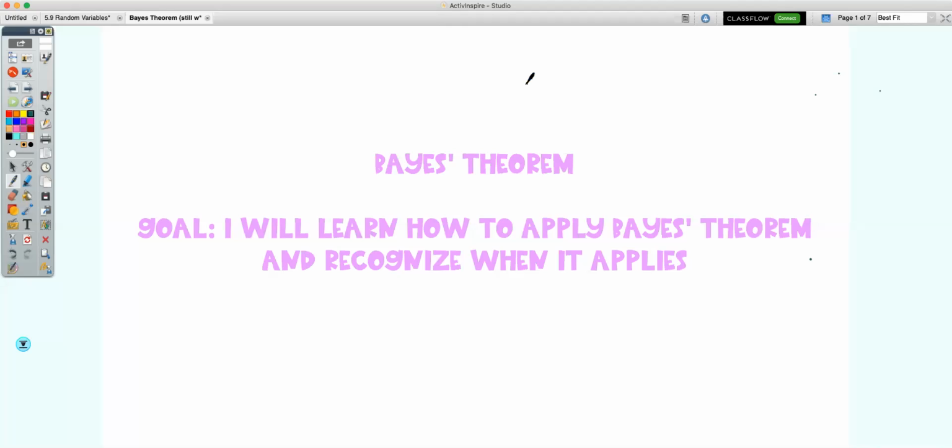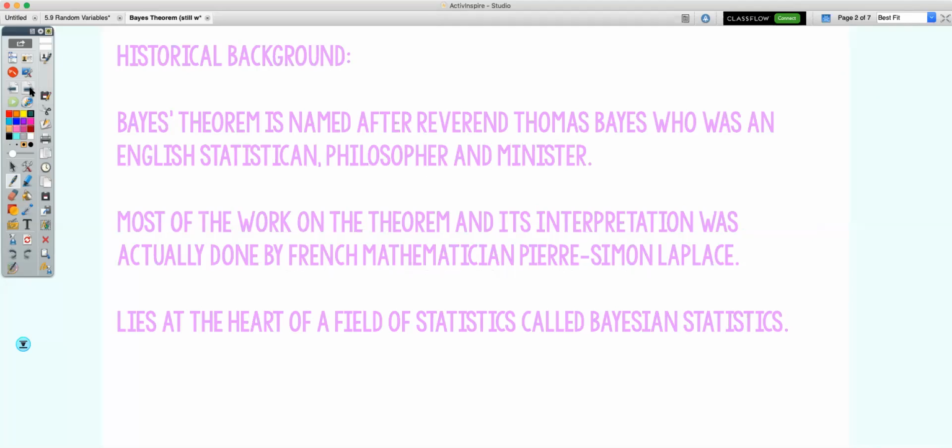Just the basics. So today we're talking about Bayes' theorem. You're going to learn how to apply Bayes' theorem and recognize when it applies. A little bit of history: Bayes' theorem was named after a reverend, Thomas Bayes, who was an English statistician, philosopher, and a minister.